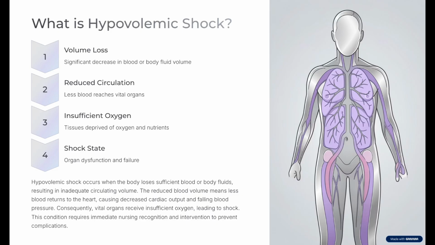What is hypovolemic shock? Hypovolemic shock occurs when there is a significant decrease in blood or body fluid volume. First, volume loss occurs. Second, circulation to vital organs is reduced. Third, tissues receive insufficient oxygen and nutrients. Finally, if untreated, organ dysfunction and failure develop. As blood volume decreases, less blood returns to the heart. Cardiac output falls, blood pressure drops, and tissue perfusion becomes inadequate. Early recognition and immediate intervention are essential to prevent irreversible complications.